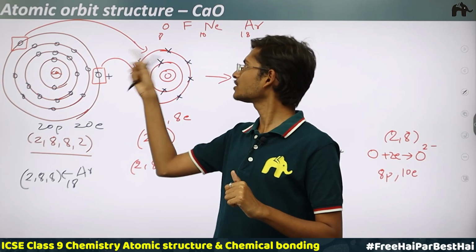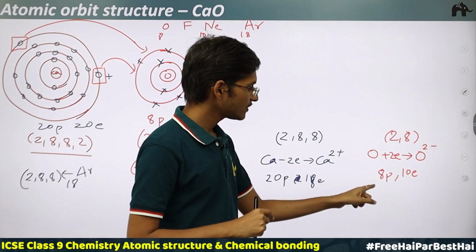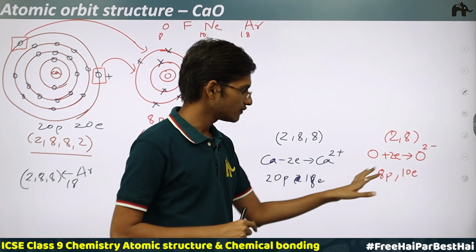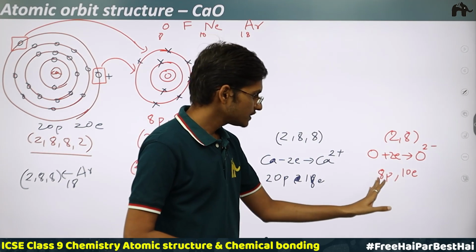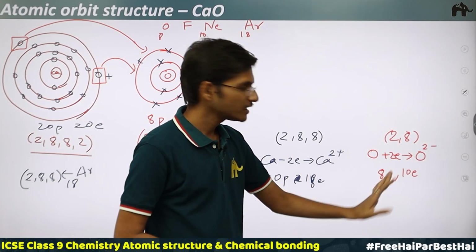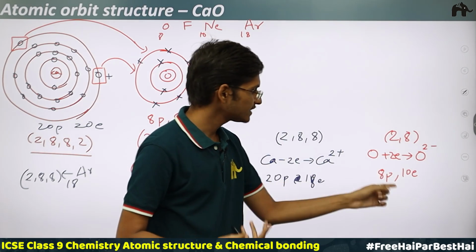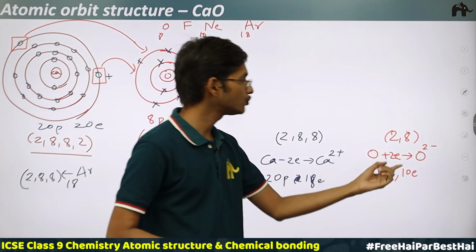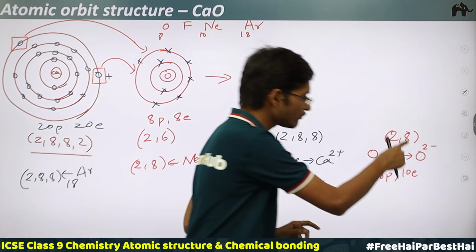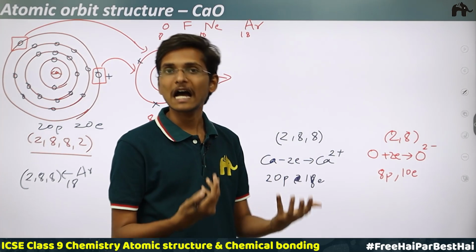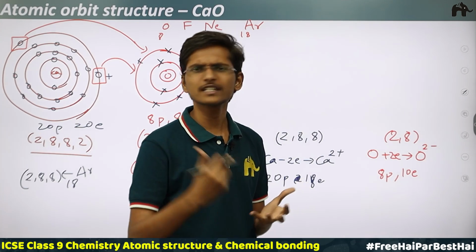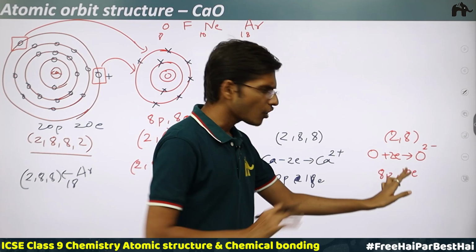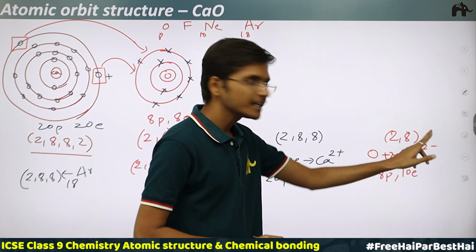Here oxygen accepted 2 electrons, and because of that 8 protons and 10 electrons are now present. Since there are 8 protons and 10 electrons, 2 negative charges are in excess, therefore the atom is acquiring 2 negative charge, and when it acquires this charge, it becomes an ion. Here it is a negatively charged ion, therefore it is an anion. Very simple. Also it is having 2 negative charge.